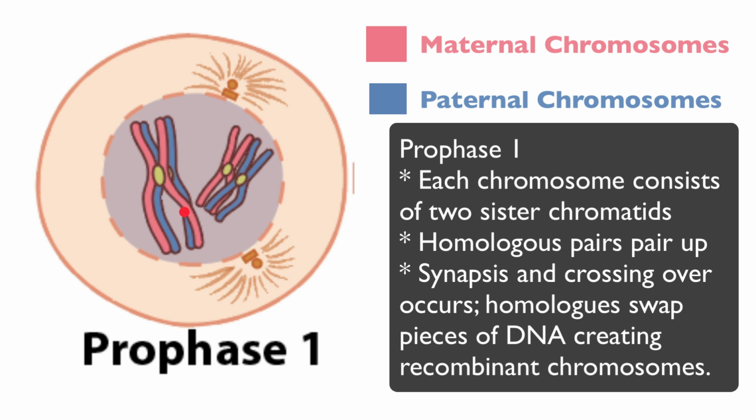What else happens during prophase 1? The homologous pairs pair up. The maternal and paternal chromosomes find one another and they embrace. They do this thing called synapsis, and crossing over, where they actually exchange pieces of DNA. So that's happening during prophase.